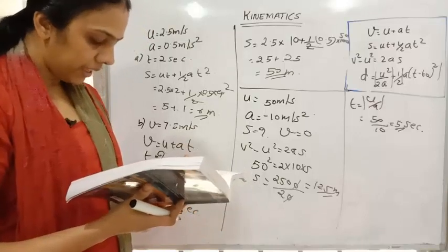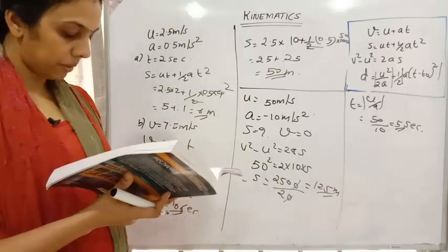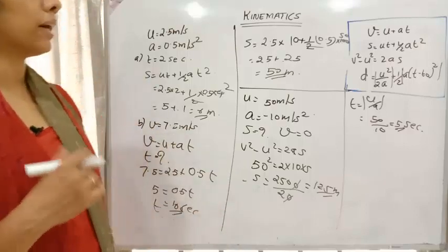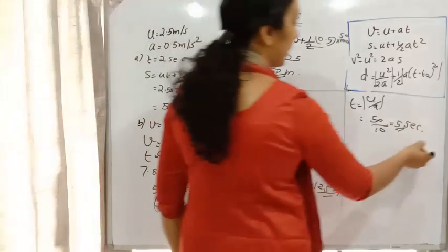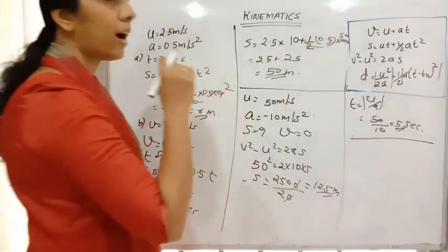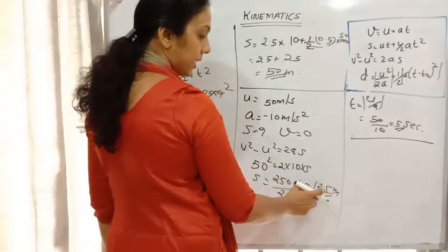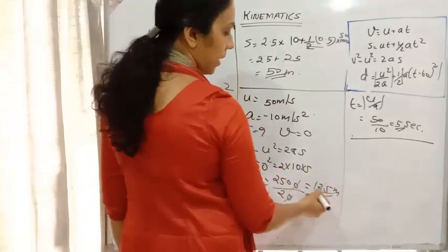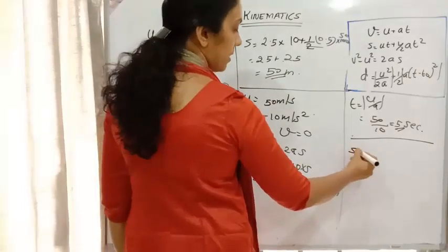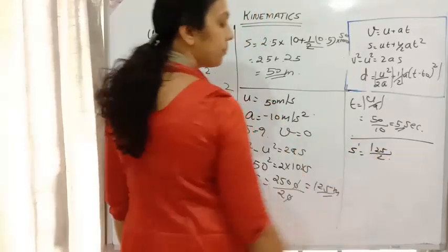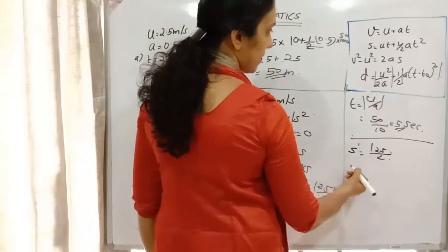Next, the speed at half of the maximum height. When it is reaching half of the maximum height, how can we find out the speed? Since we have found out the maximum height as 125, the new distance will be 125 divided by 2, and that is the distance covered.